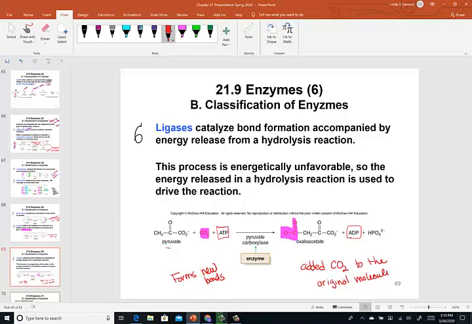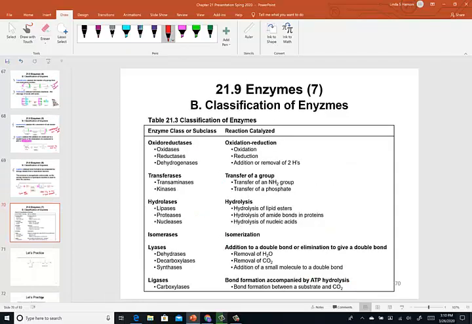All of those types of reactions would fall under a big category of enzymes known as ligases, where bond formation is accompanied by energy release through the process of hydrolysis. Here is a table that you should really spend time and get to know very well. When I say get to know it, we need to know the categories of these 6 enzymes.